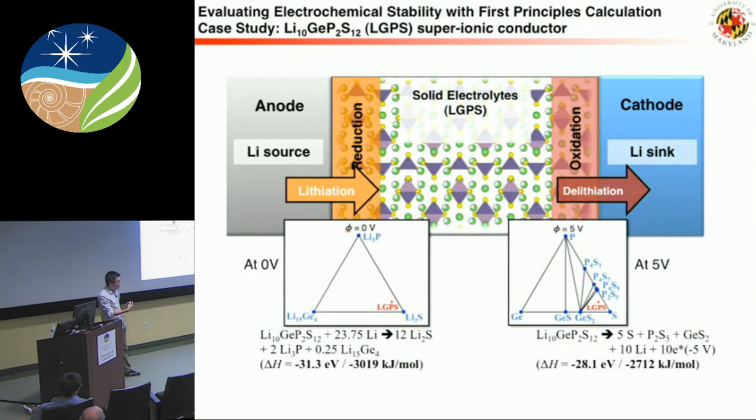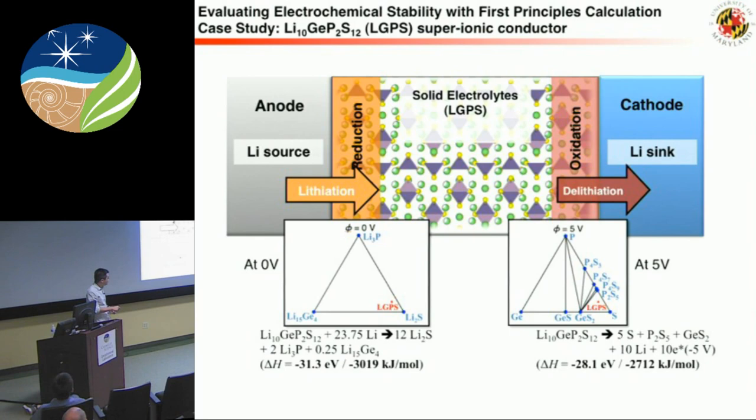We find that it decomposes into these products. This is the phase diagram: lithium phosphide, lithium germanium alloy, and lithium sulfide. If you calculate the reaction energy, you can see that it's an incredibly favorable reaction, thousands of kilojoules per mole. The same thing happens on the other side, at the 5-volt end of the cathode. LGPS is not stable anymore, and it would like to decompose into sulfur, P2S5 and GeS2. Essentially, at this high voltage, lithium really wants to get out of the material. This reaction is also extremely active. This is just from our thermodynamic calculation.